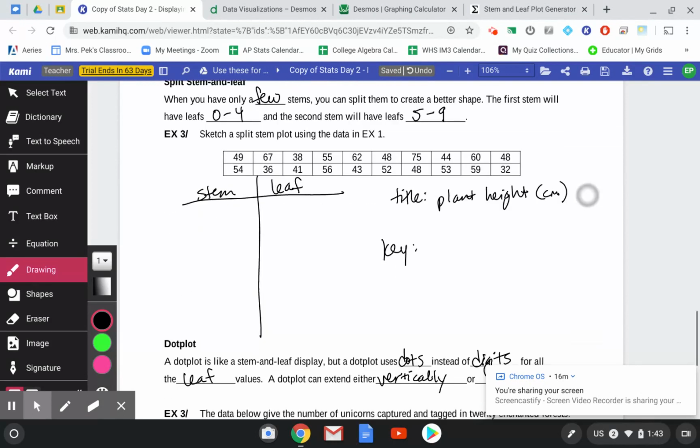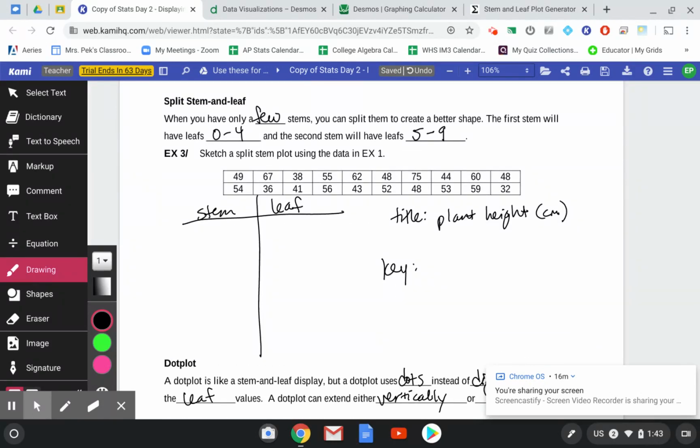We also have a secondary type of stem and leaf plot. It's called a split stem and leaf. When you have only a few stems, you can split them to create a better shape. Our first stem is going to have leaves from 0 to 4, and our second stem is going to have leaves from 5 to 9.